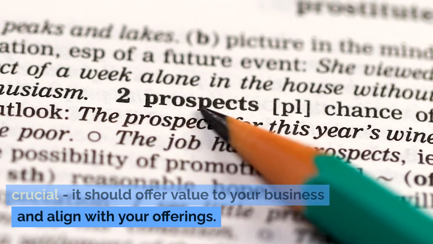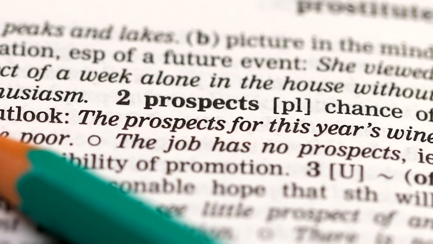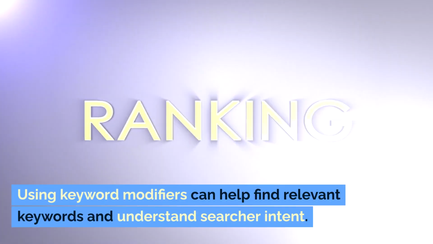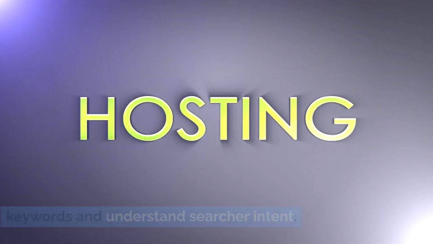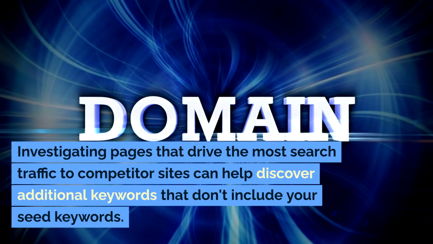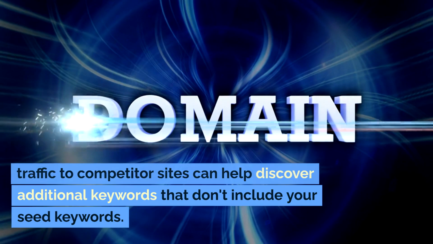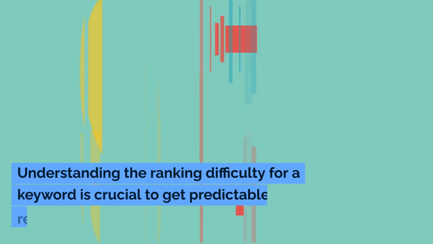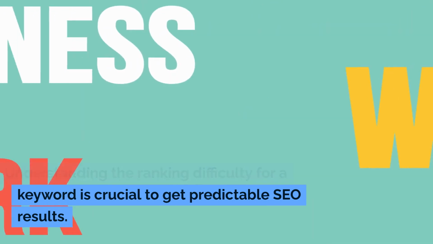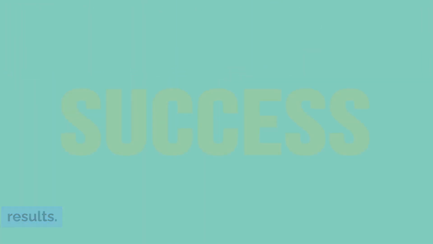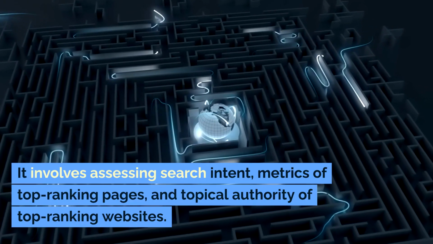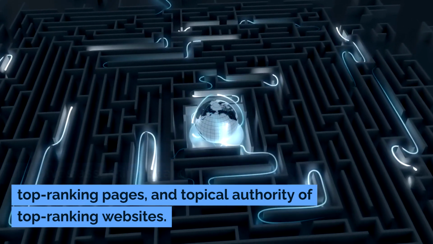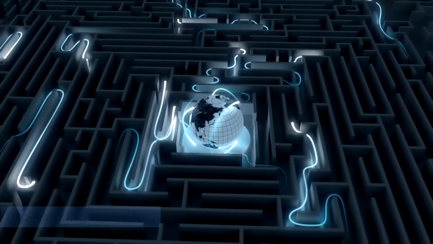It should offer value to your business and align with your offerings. Using keyword modifiers can help find relevant keywords and understand searcher intent. Investigating pages that drive the most search traffic to competitor sites can help discover additional keywords that don't include your seed keywords. Understanding the ranking difficulty for a keyword is crucial to get predictable SEO results. It involves assessing search intent, metrics of top-ranking pages, and topical authority of top-ranking websites.